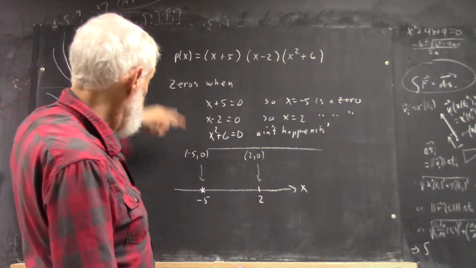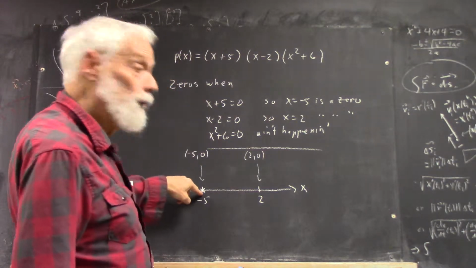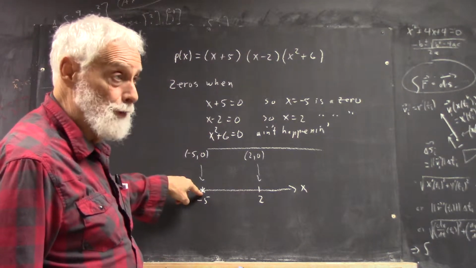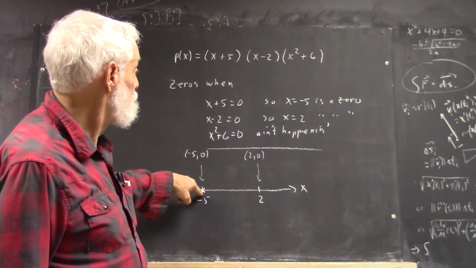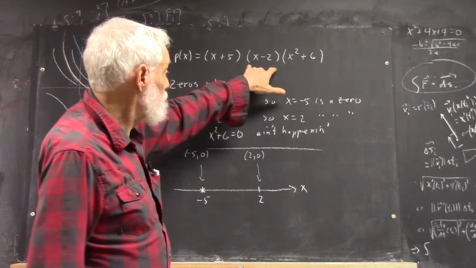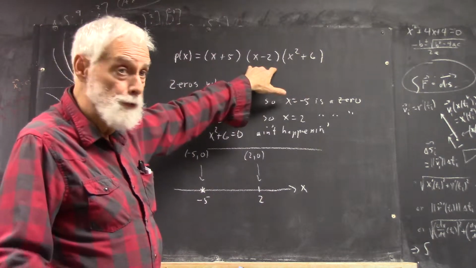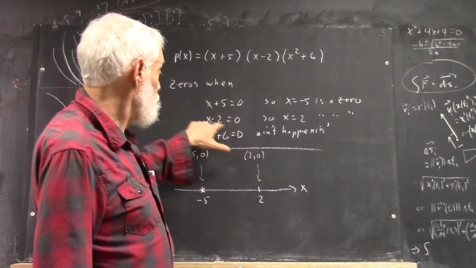So that means you have the point negative 5, 0 on the graph of your function. So this is a point on your graph. Okay? And when's x minus 2 equal to 0? Just when x is equal to 2, right? So x minus 2 equals 0.